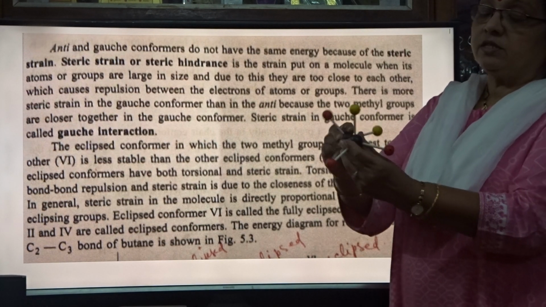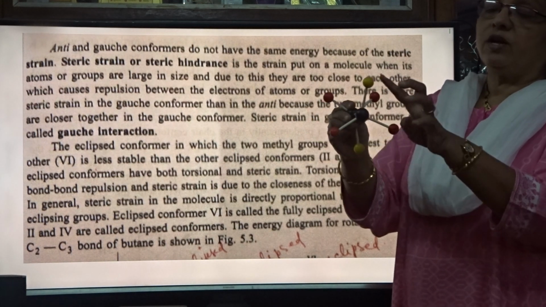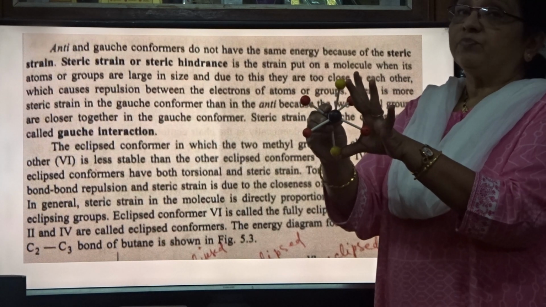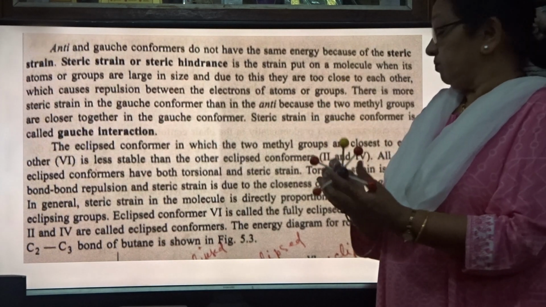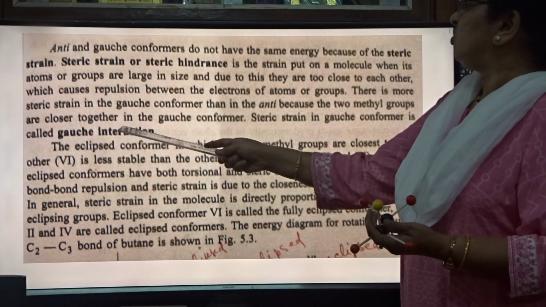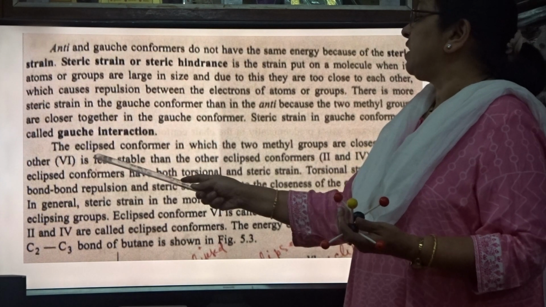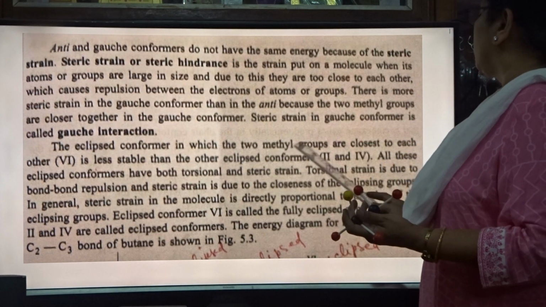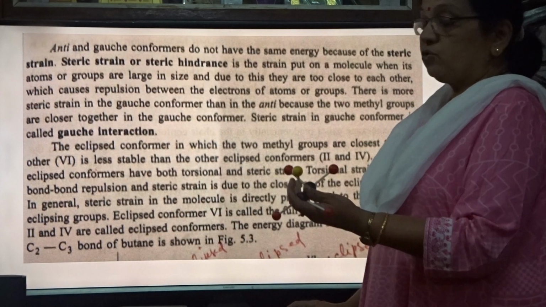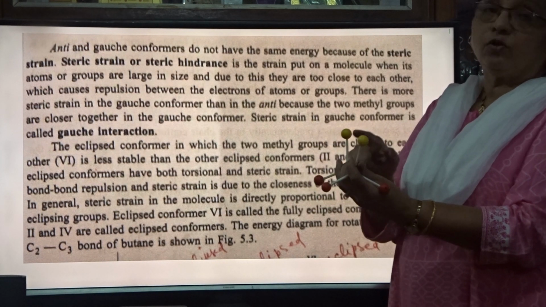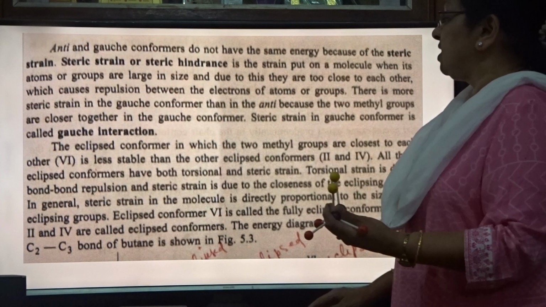And in this position, the yellow CH3, CH3 are far apart from each other, so this is the most stable conformation. Steric strain in the gauche conformation is called gauche interaction. The eclipsed conformer in which the two methyl groups are closest to each other, when the CH3, CH3 groups are very close, is the least stable.